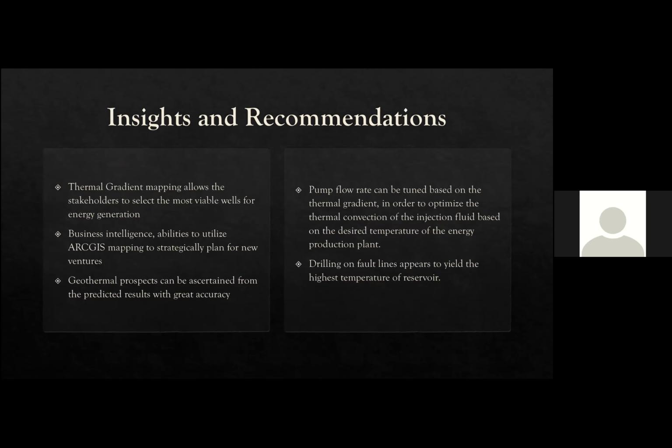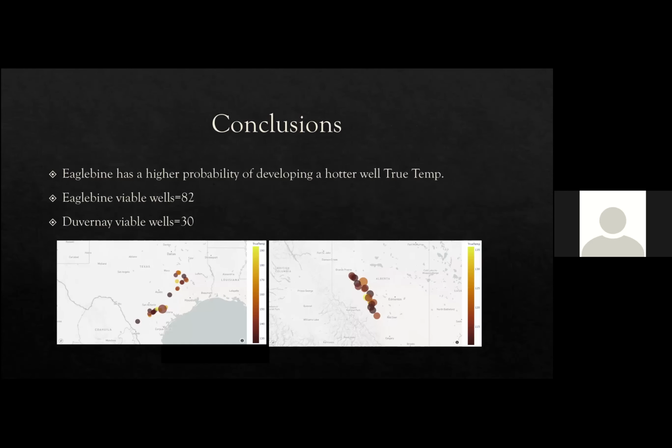Drilling on fault lines has the best yield in reservoir temperature. Spatial mapping allows business intelligence models to be created for planning. I would wish, of course, that there were no missing data in our data sets to make the best utilization of the features. Eaglebine turned out to have 82 viable wells, while Duvernay had 30 viable wells for geothermal energy production.